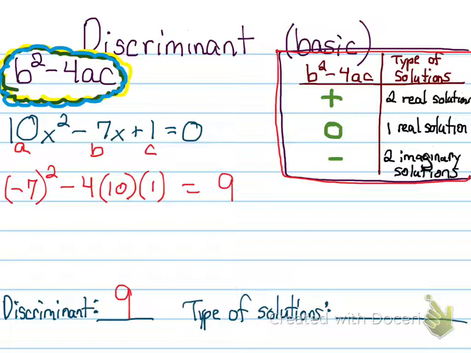And as you can see, that's a positive number. So since it's a positive number, I'm going to have two real solutions. And that's it. Let's do another example.